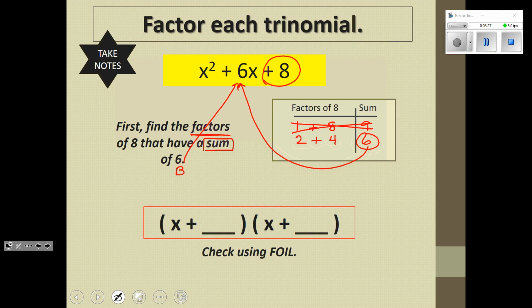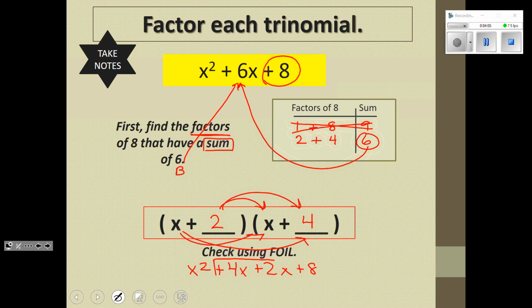Once you find those two numbers, now you're going to construct two binomials, and I already have the beginning of it here on the board. Since it's a positive 2, our first binomial is going to be x plus 2, and our second was 4, so our second binomial is going to be x plus 4. Now to show that this works, we're going to FOIL it and show that we can go back to where we started. x times x is x squared. x times 4 is 4x. 2 times x is 2x. And 2 times 4 is 8.